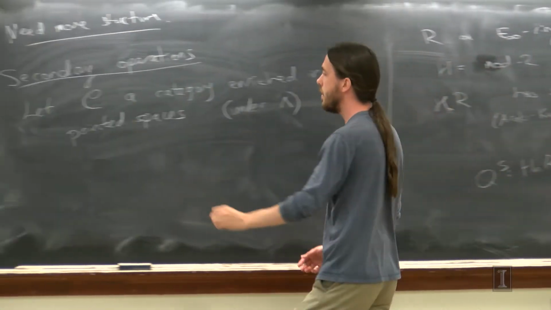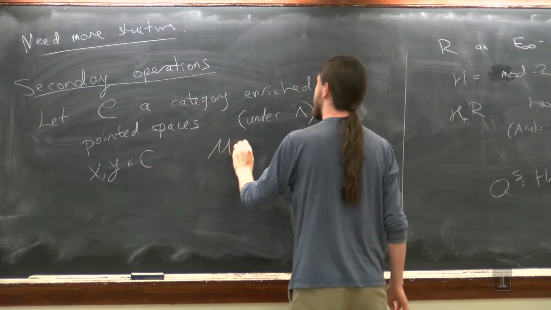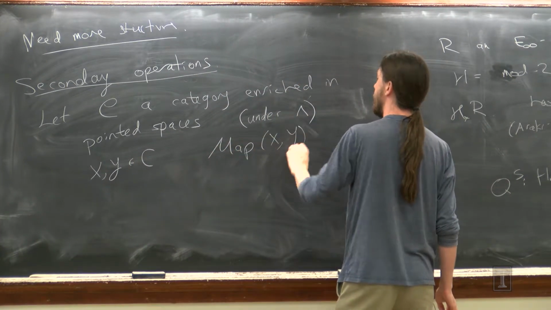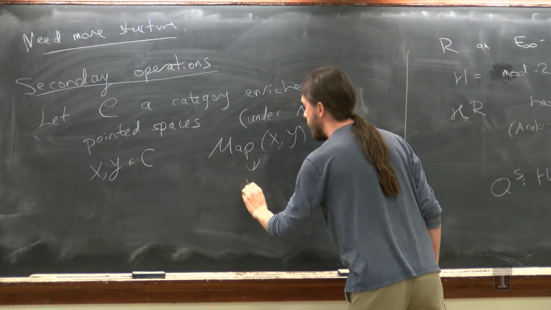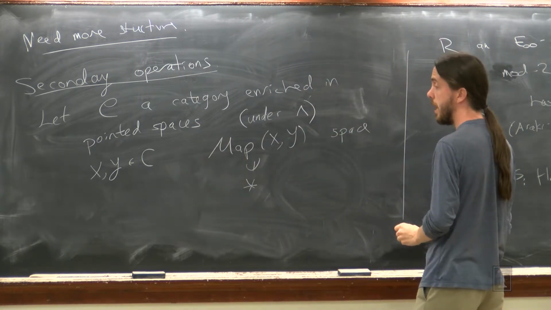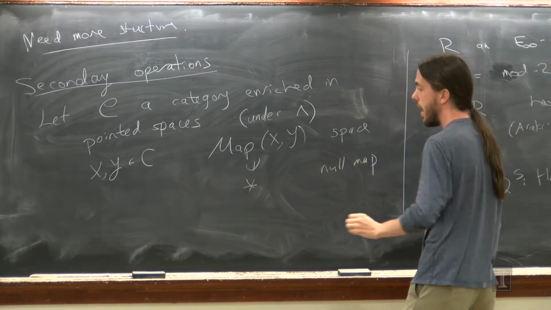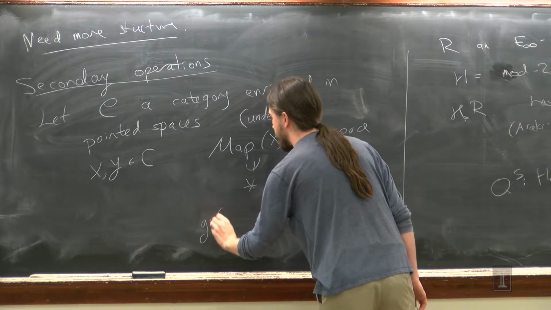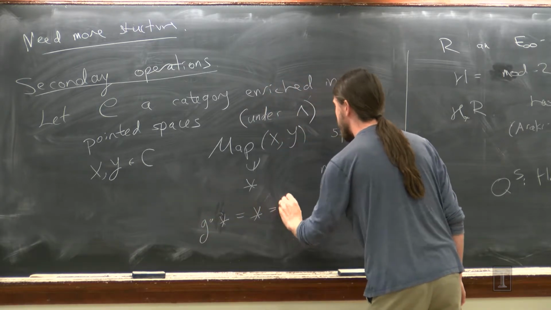So what does that mean? That for objects x and y in C, we get a space map from x to y. And sitting inside that space is a distinguished map, the base point, which we call the null map. And this null map satisfies the property that if you compose the null map with anything, you get the null map back.